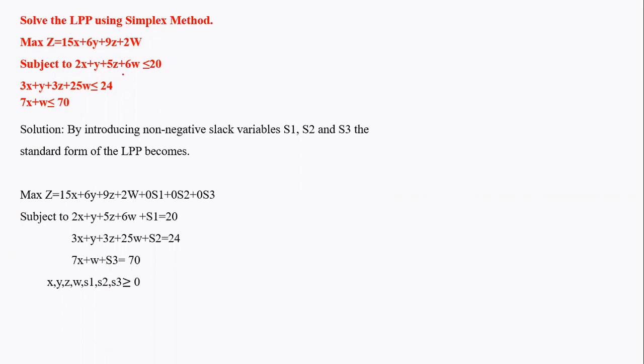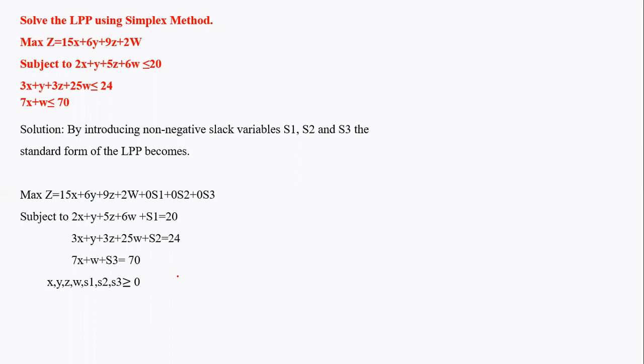So as I was stating in the earlier class, whenever it is lesser than or equal to, you need to add the slack variable and make the inequality an equation. So add the slack variables S1, S2, S3 and make this lesser than or equal to as equal to. These slack variables would not contribute anything to your profit, therefore you consider them as 0 S1 plus 0 S2 plus 0 S3 in the objective function.